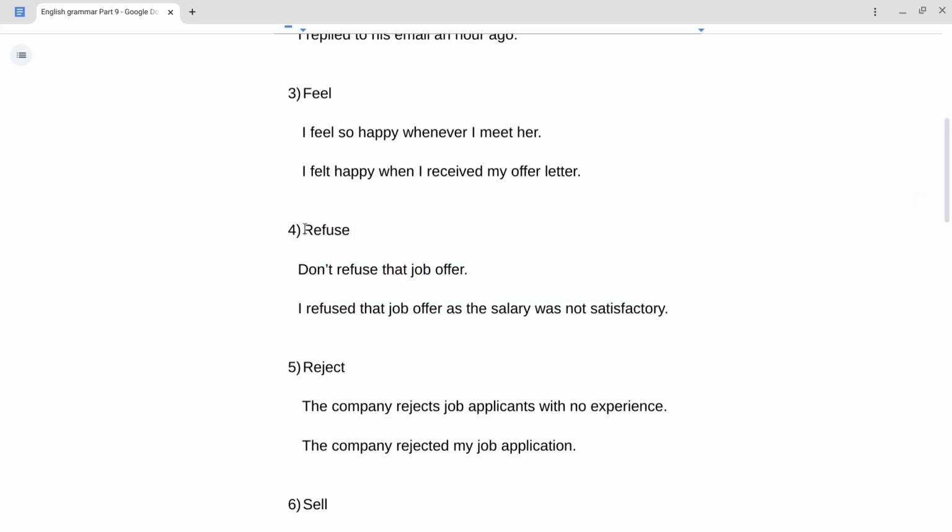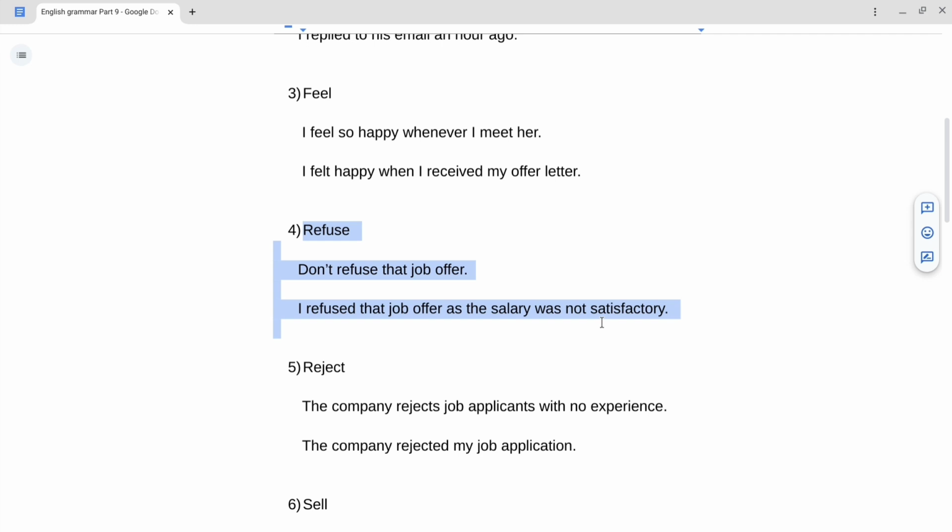Refuse. What is the meaning of refuse? We can look at the sentences. Don't refuse that job offer. One of my friends told me, here is a real life situation, he got a job offer from Dubai. He told me that, okay, the job is okay, but the salary is not as expected. But in my mind, I think that job offer is good. What I feel is that the job offer is good.